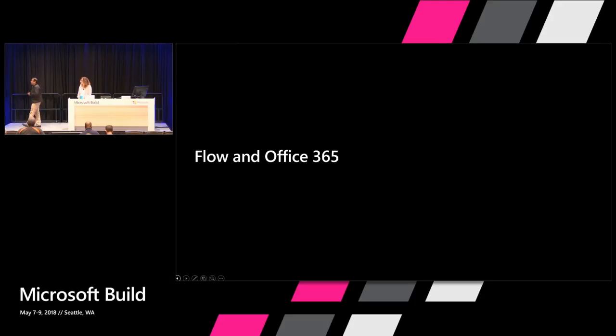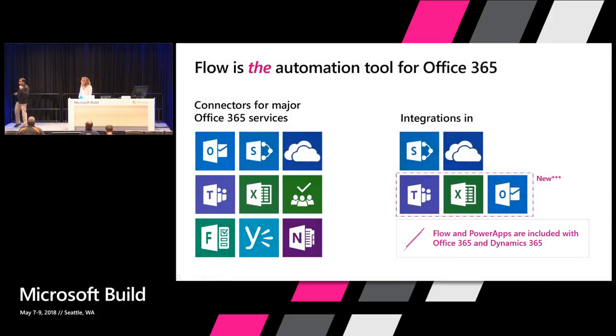So let's talk about Flow and Office 365. How does Flow plug into the richness of Office 365? Well, Flow is the automation tool for Office 365. We have connectors for all of the major Office 365 services, from Outlook and SharePoint and OneDrive for Business to Teams, Excel, Planner, Forms, Yammer, and OneNote. And there's much more. I just couldn't fit it into this nice 3x3 grid.